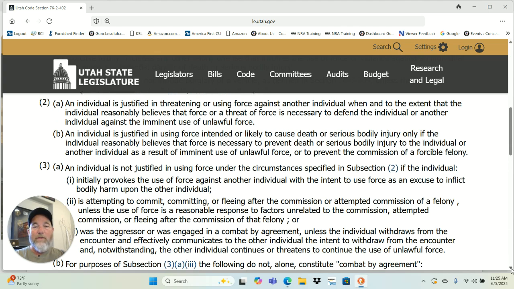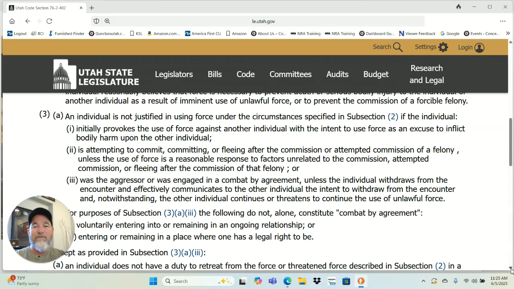Paragraph 3 is talking about conditions where you're not going to be found justified if these circumstances are discovered during an investigation. One, if you initially provoke the encounter against the individual with intent to use force as an excuse to inflict bodily harm, so in other words, you initially provoked it. Two, if you're involved in a felony crime when this force is being used, you can't claim self-defense.